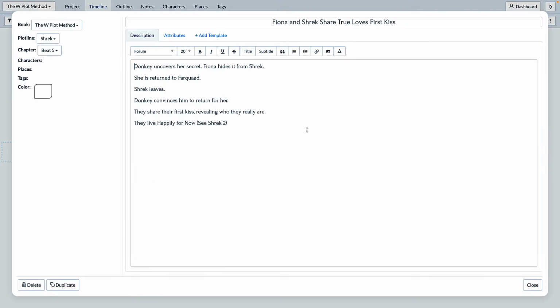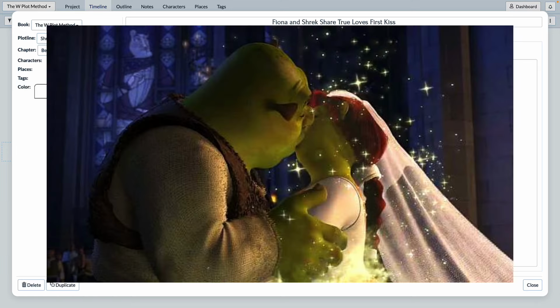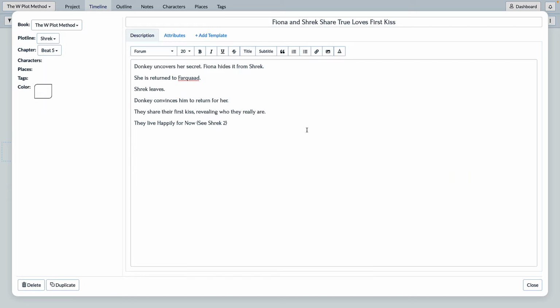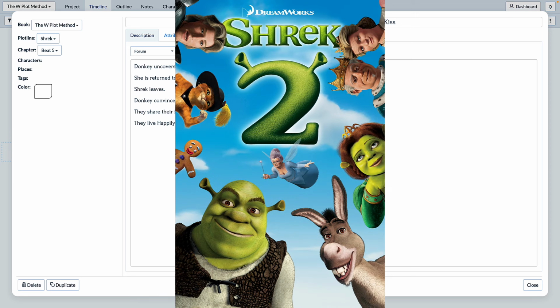And as you know, if you've seen the story, Donkey uncovers her secret. She's returned to Farquaad. Shrek and Donkey decide they're going back. They're going to stop the wedding. They have adventures along the way. But then Shrek and Fiona share their first kiss. They reveal who they really are. And they live happily for now. See what happens in Shrek 2. That's the end of the movie.